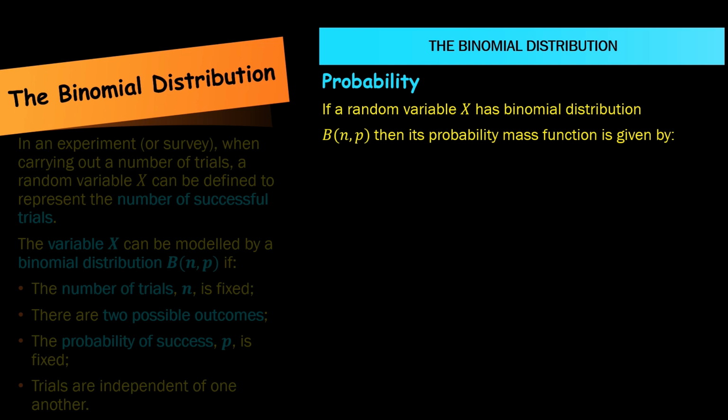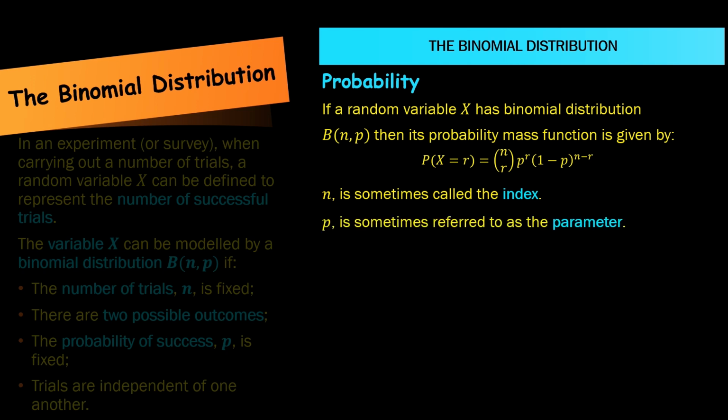If a random variable x has binomial distribution b(n, p), then its probability mass function is given by probability x equals r equals n choose r times p to the power r times 1 minus p to the power n minus r. n is sometimes called the index, and p is sometimes referred to as the parameter.